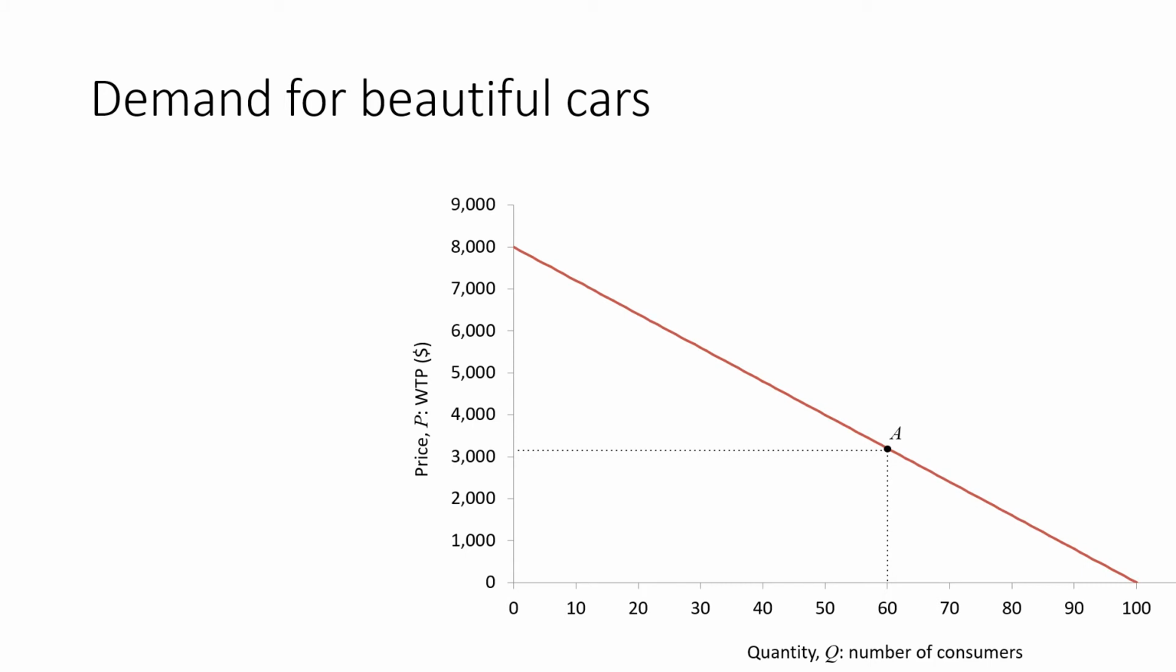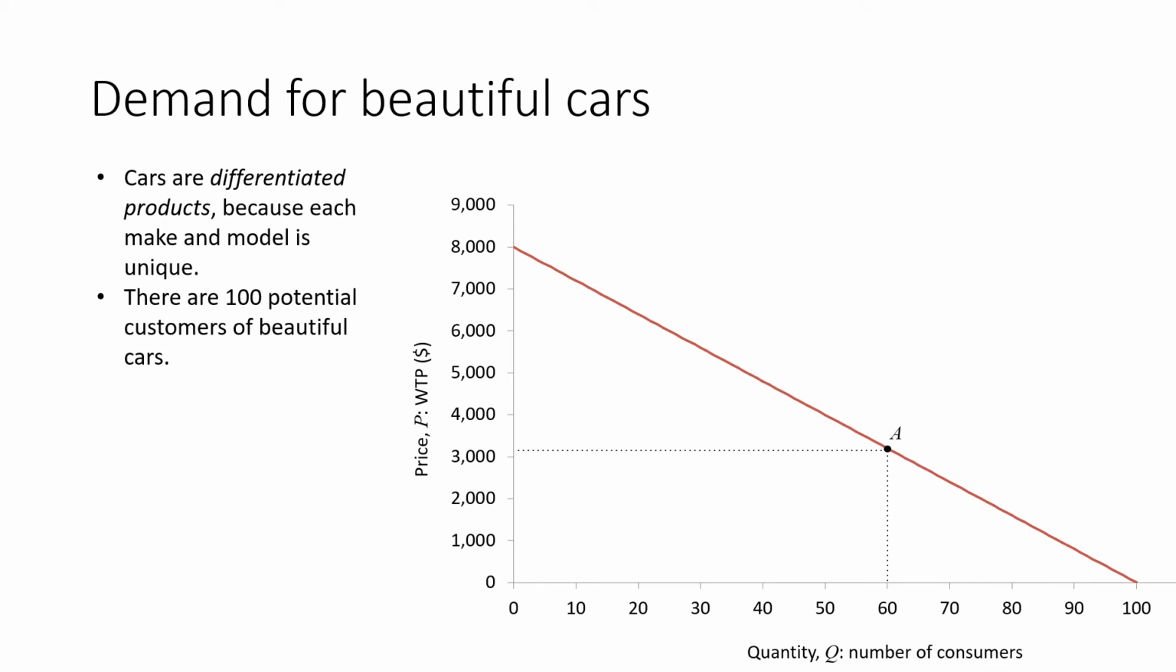When we talk about demand for beautiful cars, if you remember in one of the previous slides, I was talking about deciding the price of beautiful cars. These firms have both economies of scale and diseconomies of scale together. Cars are differentiated products because each make and model is unique. There are 100 potential customers of beautiful cars. Demand is given by the equation on the right hand side: willingness to pay equals 8,000 minus 80 times Q.